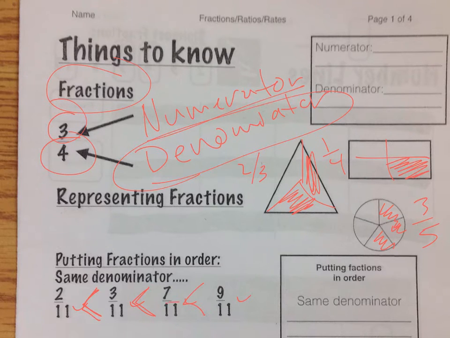If the fractions have the same denominator, then you just compare the numerator, and you just figure out which is more. Obviously, 9 pieces is more than 7 pieces. Because they have the same denominator, you just have to look at the top for that one.